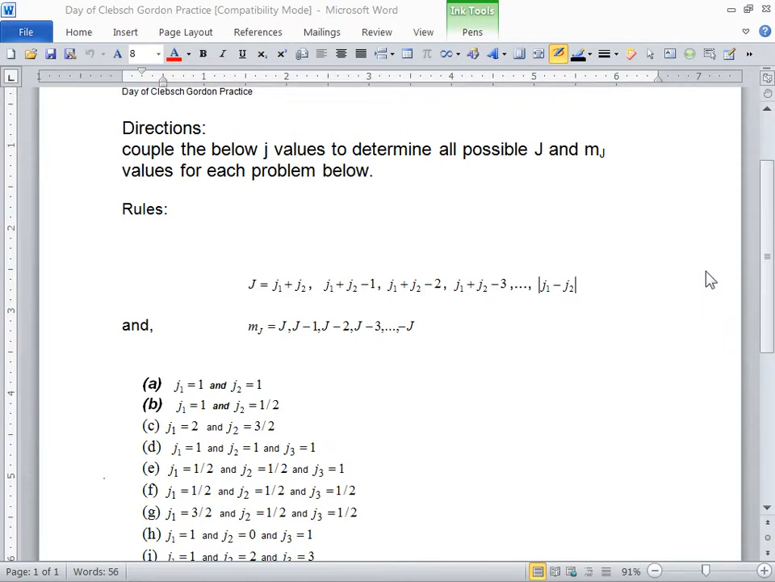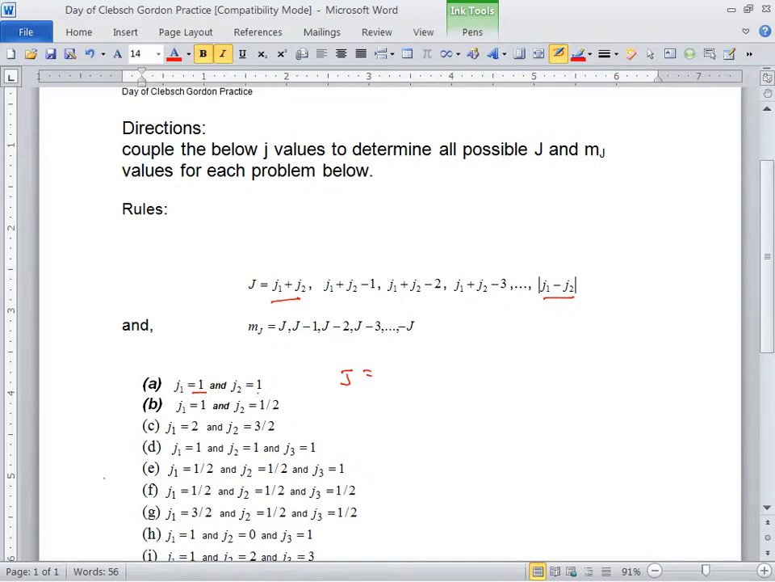So let's start with the first one. We have J1 equals 1, J2 equals 1. So big J is going to equal what, all the way down to what? The sum, down to their difference. So the sum is going to be, Jeffrey, 1 plus 1.